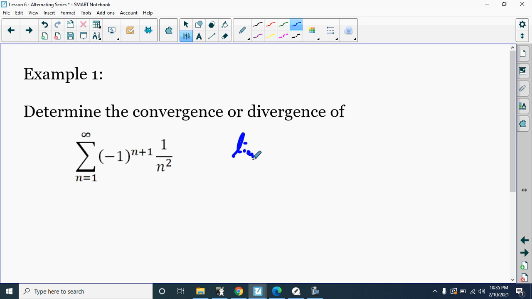So the limit as n goes to infinity of a sub n. The a sub n is just this part without the alternating part. So 1 over n squared. If I plug in infinity, I get 1 over an infinitely big number, which does go to 0.